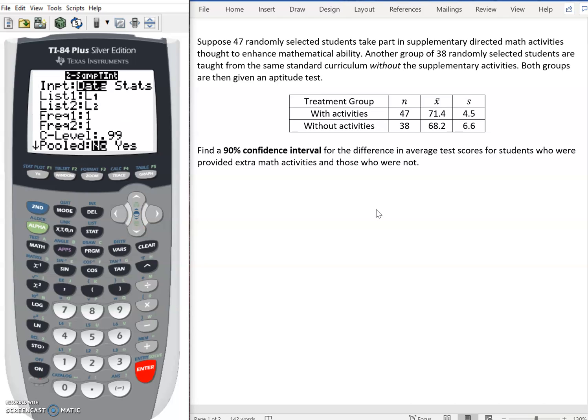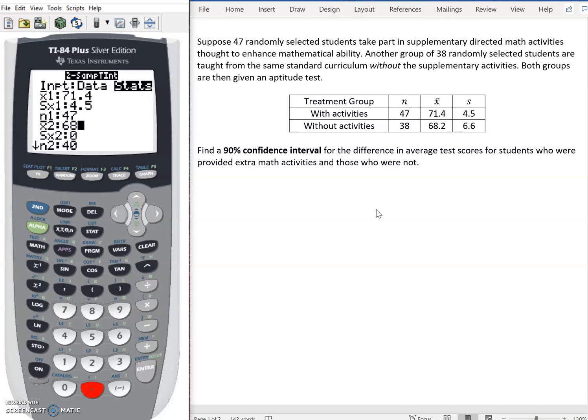If we had all of the raw data, we could put those into two different lists and use the data, but here we've got stats. So we have X bar, S, and N for both samples. Make sure that you're careful about the order in which you're doing these. The table lists N first, but two samp T interval is asking for X bar first. So for us, that's 71.4. S is the next thing listed, that's 4.5. And then N, again, this is first in our table, but it's the last of the things asked for in our calculators. So that's 47.